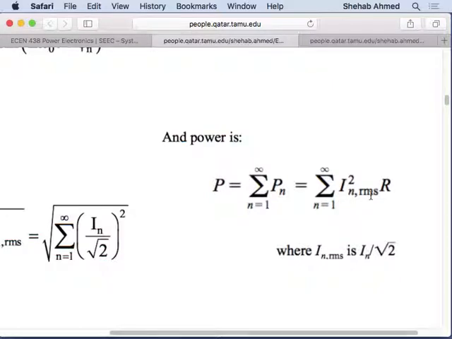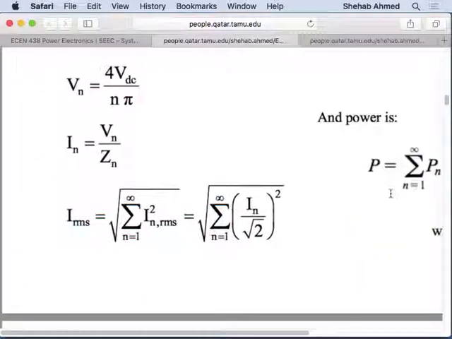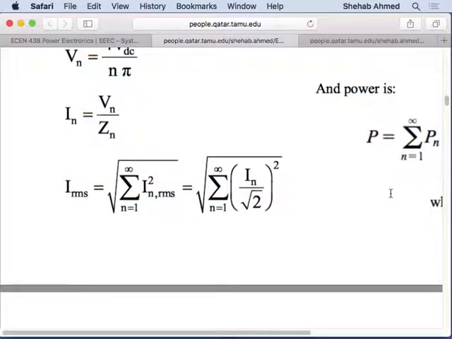Or since I'm looking at real power, I know that real power is only going to be dissipated in the resistor, so you can use I RMS squared times R as well, right? So that's another way to do it. And then, of course, you don't calculate everything until infinity. You will calculate until a certain harmonic. I will tell you, for example, do it until the fifth harmonic, do it until the seventh harmonic, or whatever.